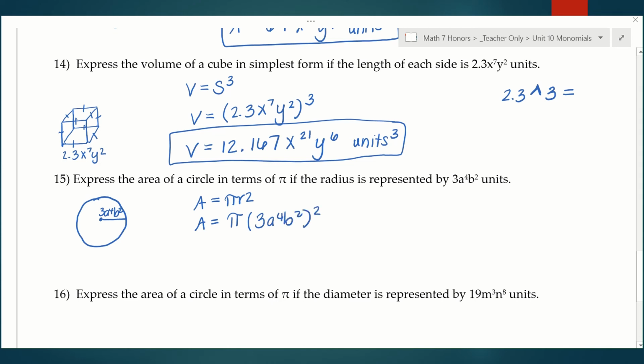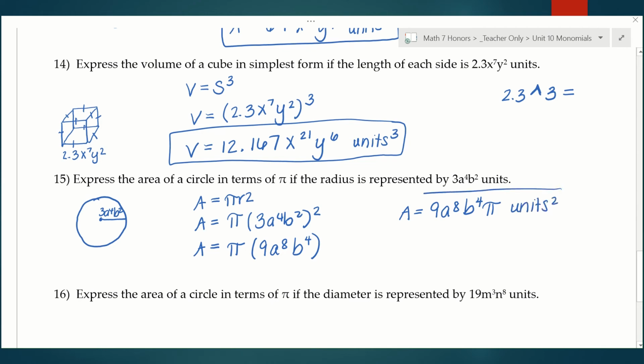squared. Okay, so order of operations, I'm going to go ahead and square my monomial to start. So 3 squared is 9. A to the 4th squared is a to the 8th. And b to the 2nd squared is b to the 4th. Okay, so the way I write my answer, again, because it's in terms of pi, is I'm going to write 9a to the 8th, b to the 4th, and I'm treating pi as a variable, so I'm just kind of sticking it on the end here. And then because it's area, we're going to call this units squared.